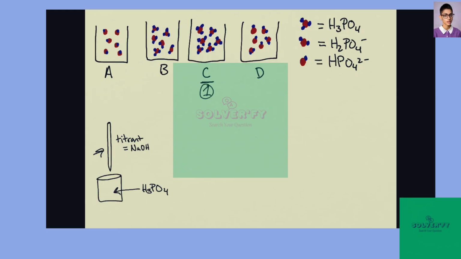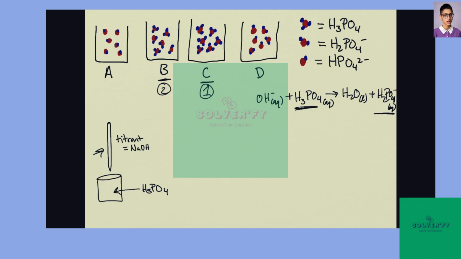Once we start adding NaOH, the hydroxide ions from the NaOH will react with H3PO4 to create water and H2PO4-. So when we start adding NaOH, we'll have some H3PO4 and some H2PO4- in our beaker, and that is beaker B. So that's our second step.